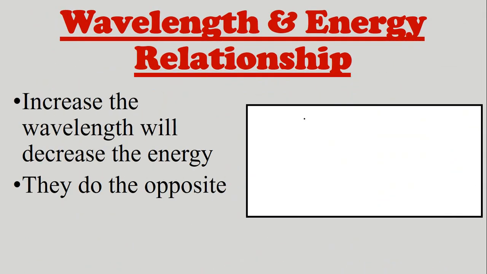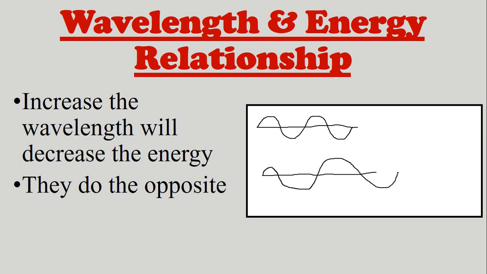All right, wavelength and energy in a wave. So let's have our standard wave. If you increase the wavelength, you will decrease the energy. So kind of makes sense. So we're going to increase our wavelength. There's more wavelength between a crest to another crest. I'm not good at drawing these waves. Compared to right here, that means this wave, the second wave I drew, has less energy than the first wave. They do opposites.